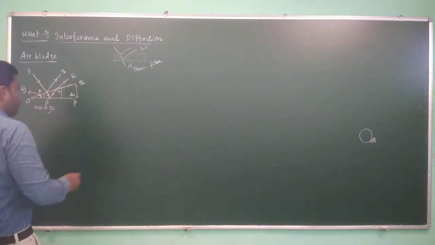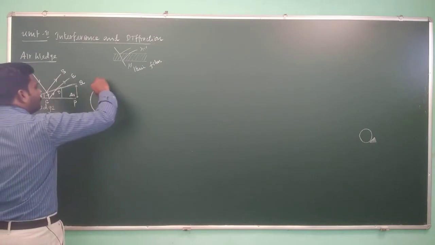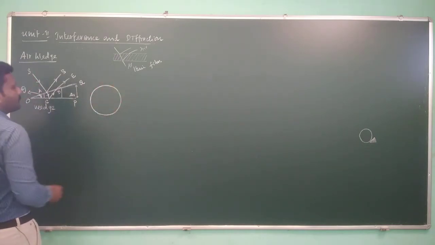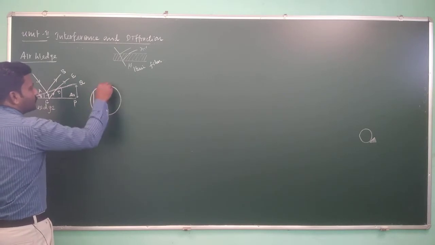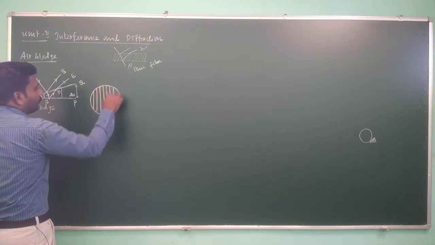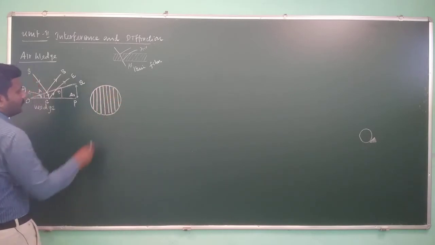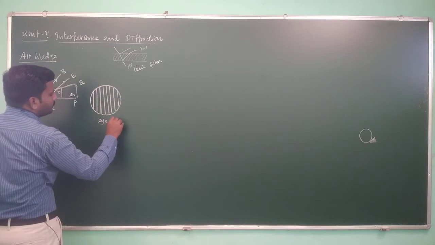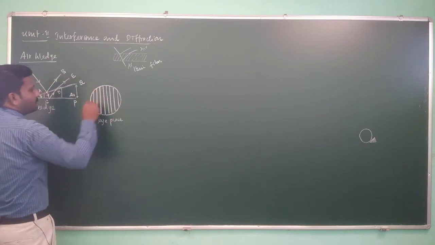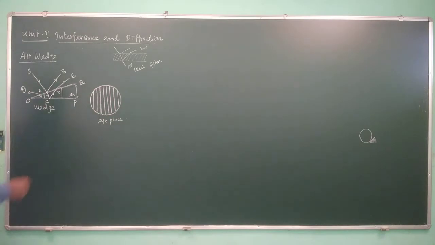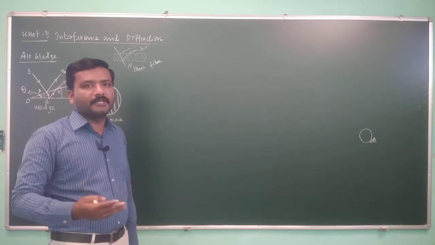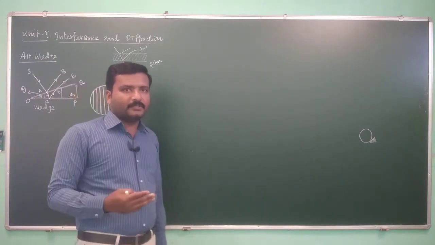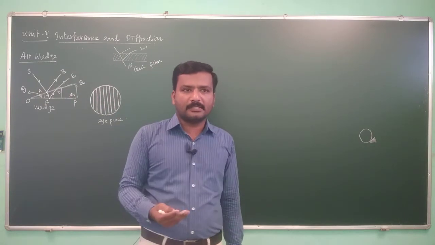That interference will create, when you look through a microscope, bright and dark fringes. When you are looking through the microscope eyepiece, assume this is the eyepiece, right? Here it creates bright and dark fringes. These fringes are equidistant fringes. The fringes are spaced equally, right? If you measure the distance between two consecutive fringes, it has the same distance.